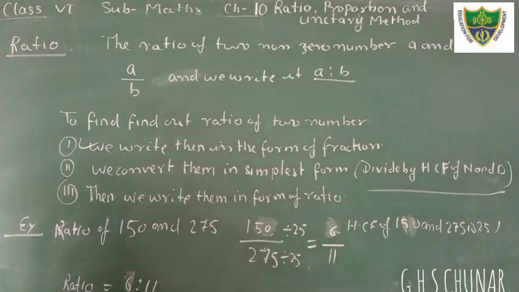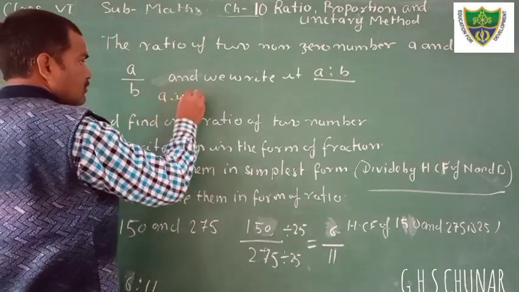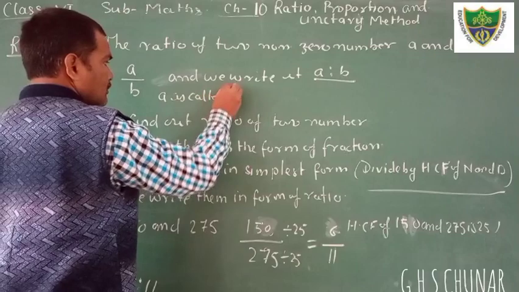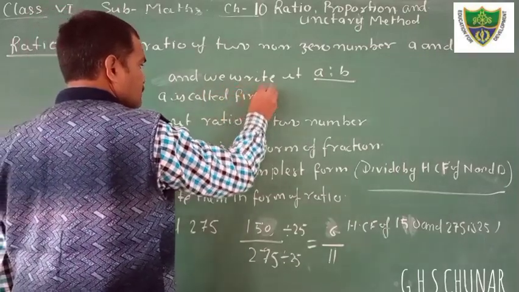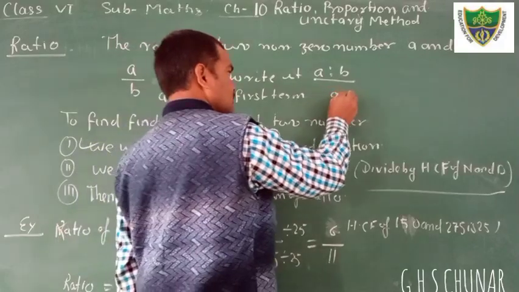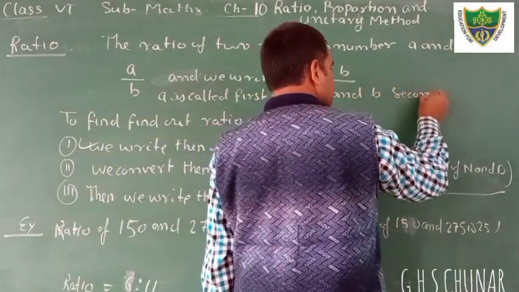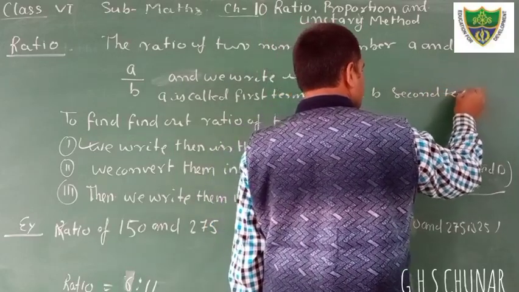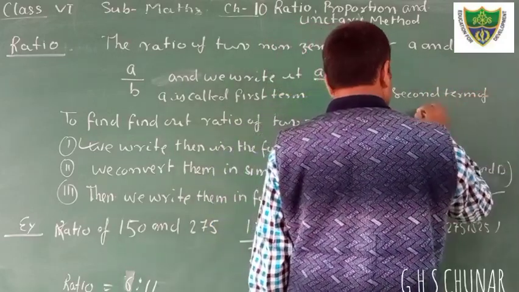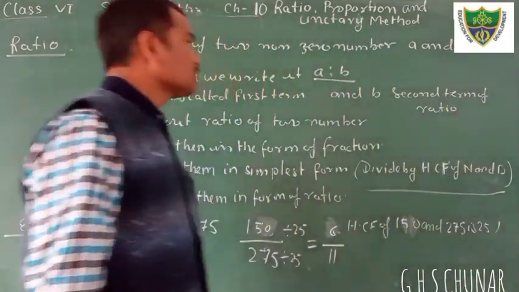Here are some more things. Here A is called the first term and B the second term of the ratio.